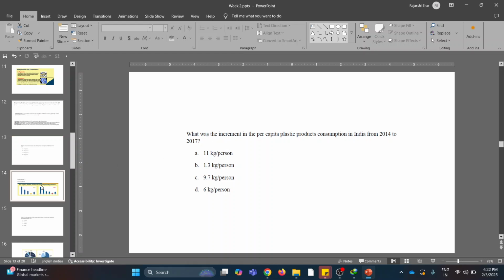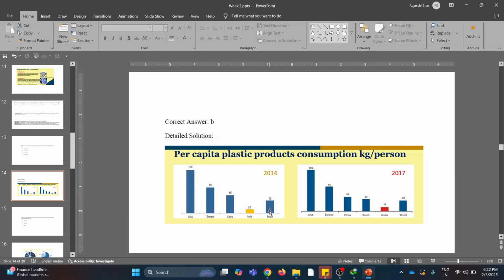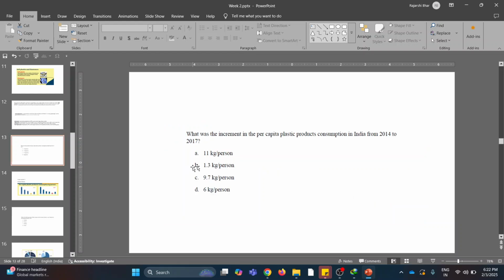So increment means what is the addition? So initially it was 9.7 and then it went up to 11. So that means the increment was 1.3. So as a result, option B is the correct answer. So if such kind of questions appear in examinations, try to be a bit careful while reading the questions so that you don't miss out on some easy marks.